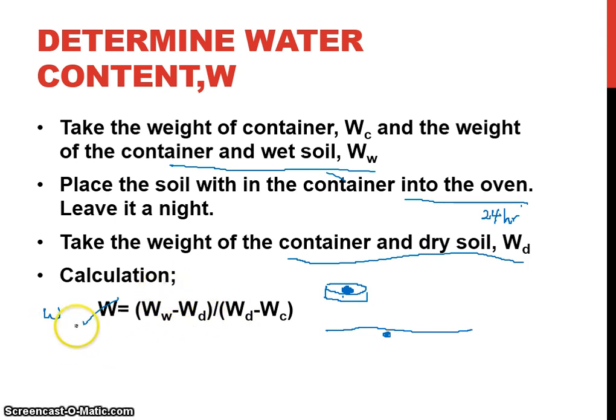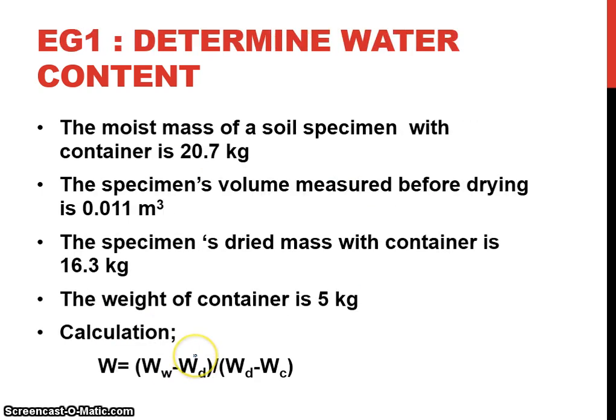So we know that moisture content is weight of water divided by weight of solid. So weight of dry soil minus the weight of container, actually we get the weight of solid. In here, weight of wet soil minus the weight of dry soil, we actually get the weight of water. So let's see the first example.